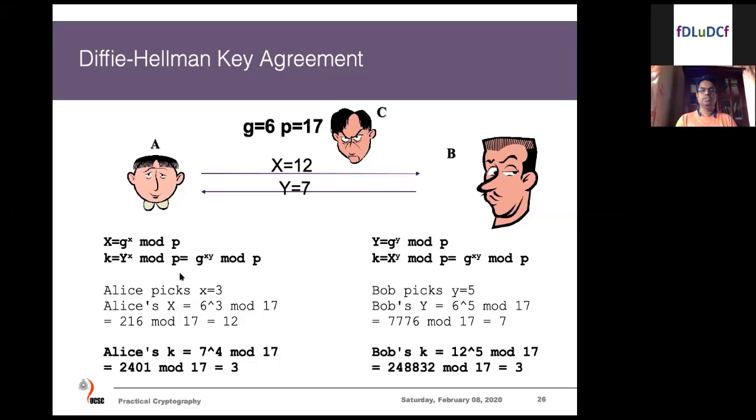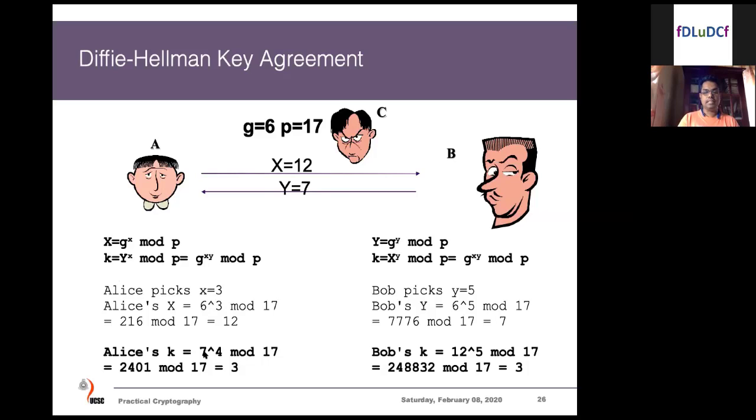Let's see whether it's true. For example, Alice receives 7 as the public key, so capital Y equals 7. Then Alice has to calculate 7 to the power of her private key. I made a mistake here. Actually it is not 4. Alice picked 3. Let's pick 3 here.